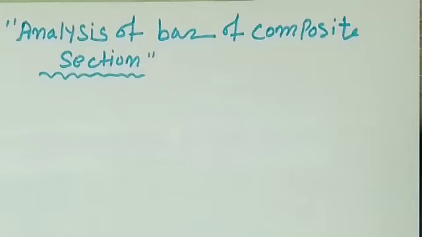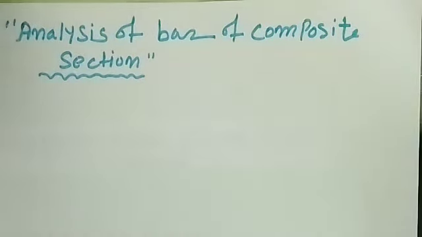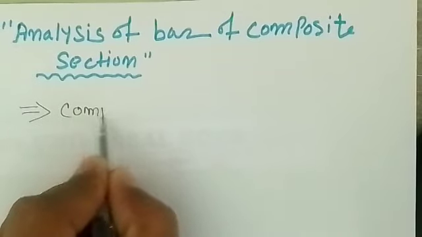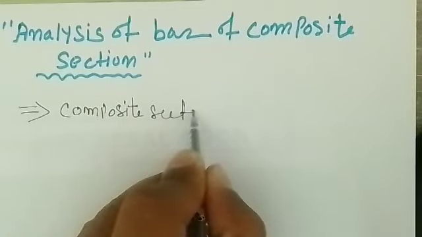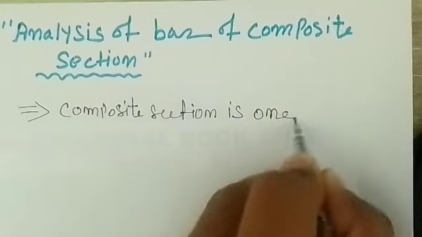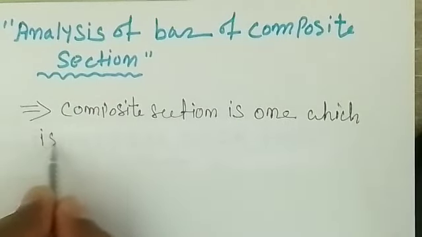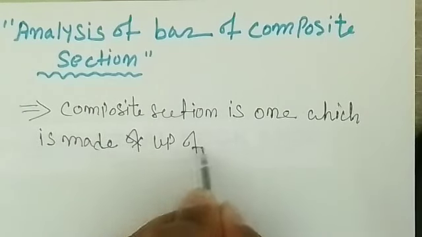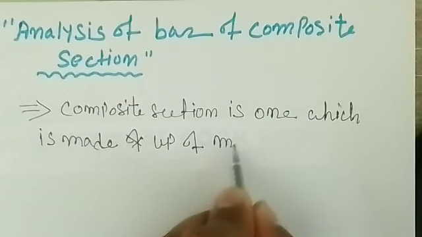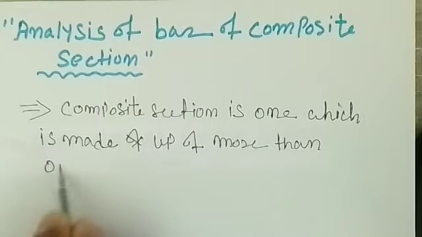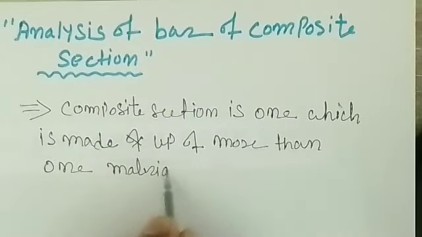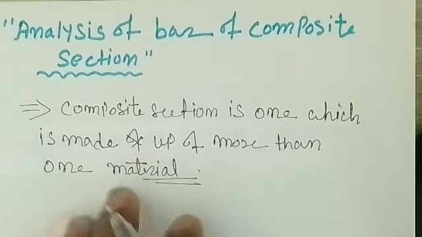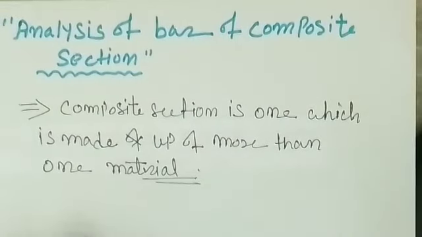For that, we will try to draw one composite section figure. First of all, you can write what a composite section is. A composite section is one which is made up of more than one material. For example, any section which is made up of steel and copper, or iron and steel. These are examples of a composite section. Now we have to do the analysis of a composite section.